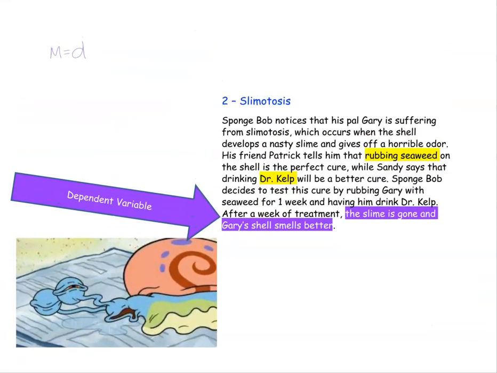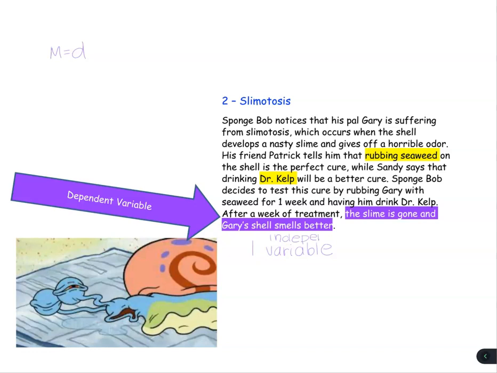But the problem with this scenario is that it's not a valid experiment. We don't know whether it was rubbing the seaweed on his shell that made the difference or whether it was drinking the Dr. Kelp. So try to keep that in mind, that when you're doing experiments, to be valid, only one variable needs to be measured or tested. So only one independent variable.